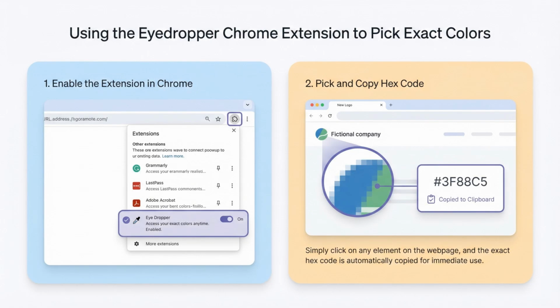When you need an exact color from a design, like matching a logo's specific shade, the Eyedropper Chrome extension is the tool to use. Search for Eyedropper in the Chrome Web Store, add it, and pin it to your toolbar. Click the extension, hover over any color on screen, click to pick it, and the hex code is automatically copied. Then paste it directly into your CSS. No more guessing color values.